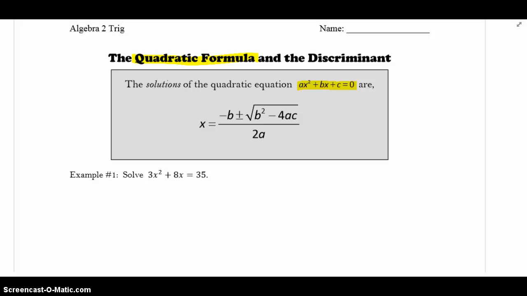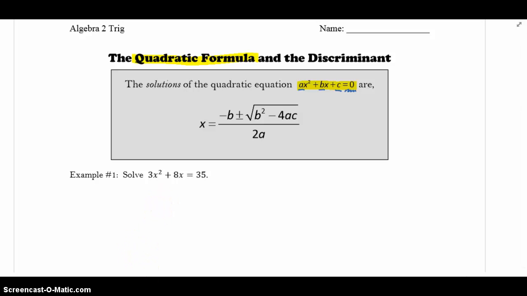And the biggest thing to note is that these letters, a, b, and c, are just the coefficients of a quadratic equation written in standard form, meaning it has to equal 0. Okay? Before we go over some examples, I want to give you a little way to help you memorize this quadratic formula, if you didn't know it already.